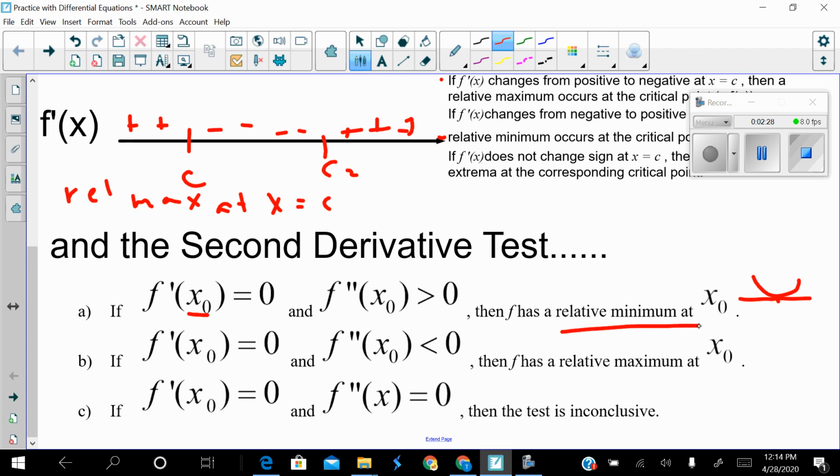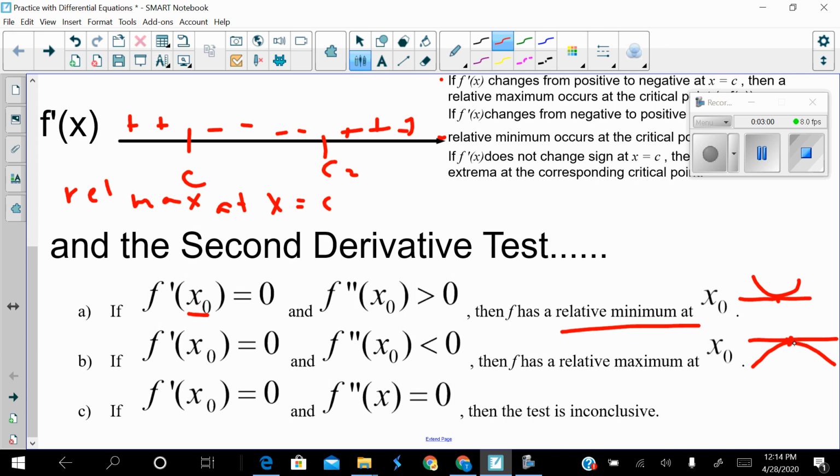The second case is if you have a value of x, you know there the first derivative is 0, so again it has a horizontal tangent, the slope of the tangent is 0, but now you know there the second derivative is negative, that means the graph is concave down there, so you must have a relative max at that value, x sub 0. If the first derivative is 0, so you have a horizontal tangent, but the second derivative is also equal to 0, then the test is inconclusive, okay?